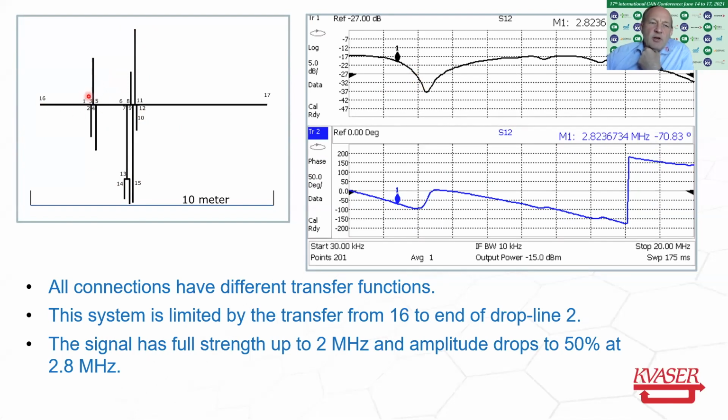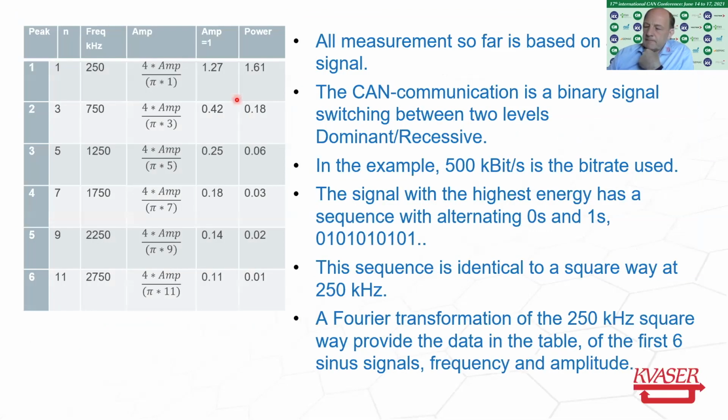With some experience, you learn where to look, and in this case, the worst drop we actually have is from 16 here to this drop line. It's even worse than to those ends for some reason. And in this case, you can see here that you can reach up to 2 megahertz, and already with 2.8 megahertz, you have lost 50% of the signal. So in this system, you have to stay below 1 megabit to get a good, useful CAN communication.